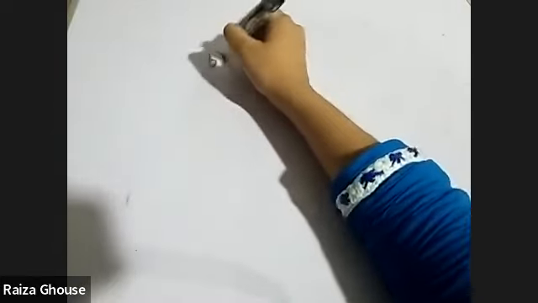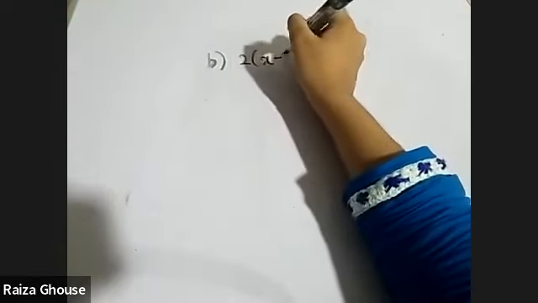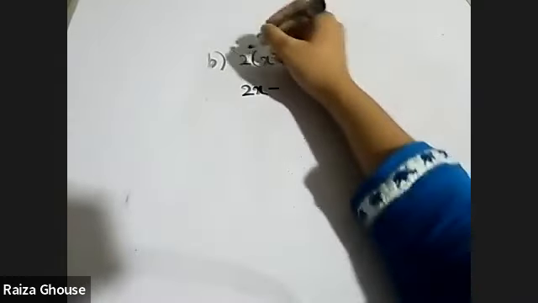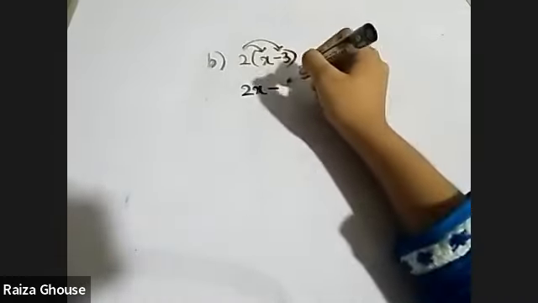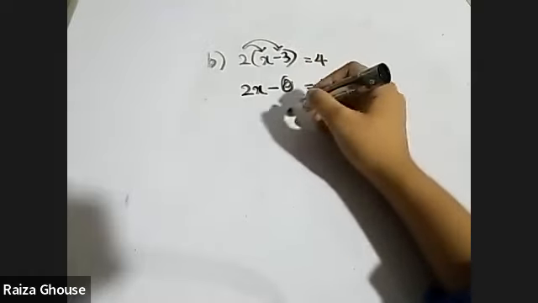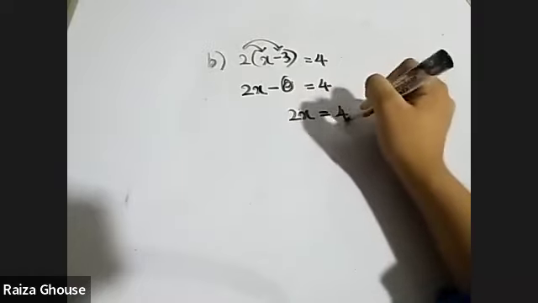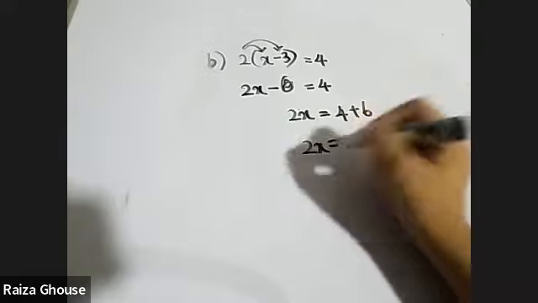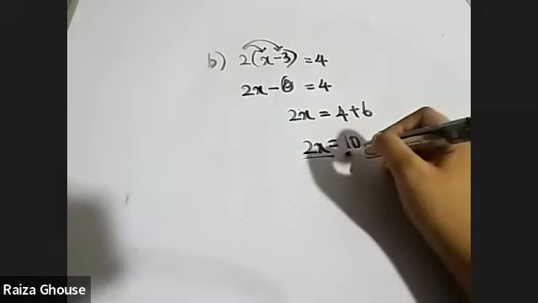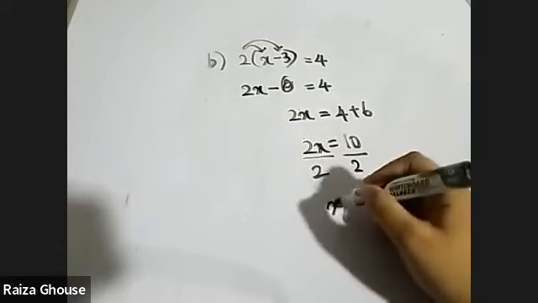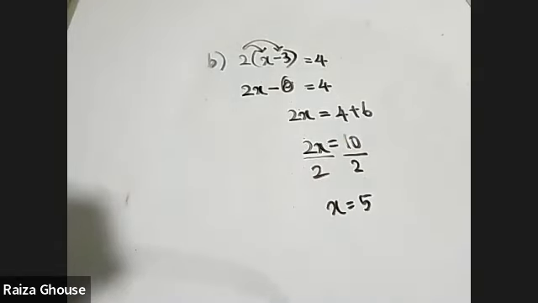You can do them. B: 2 into x minus 3 equals 4. If you multiply this, 2 into 3, you are getting 2x minus 6 equal to 4. Taking the negative 6 to that side, leaving 2x here, you are getting positive 6. Then 4 plus 6 is 10. If 2x is 10, then for 1x, it is like buying 2 pens for 10 rupees, to find 1 pen you have to divide.